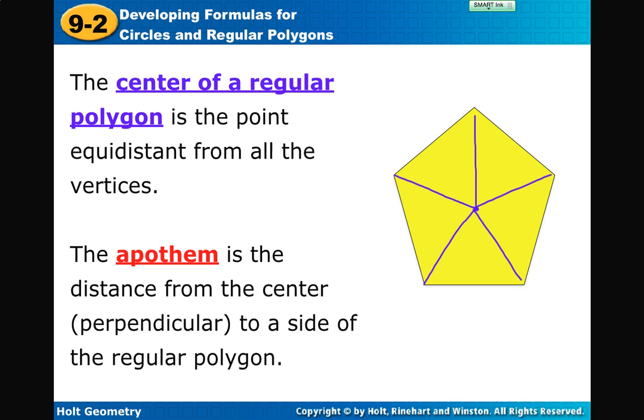Then the term apothem. We will need the apothem when we find area of a regular polygon. So what is the apothem? It says it's the distance from the center perpendicular to a side of the regular polygon. So distance is always measured perpendicular. That's why I put it in parentheses. But if you go from the center point to the side, forming a right angle, that red segment is the apothem. And I know it looks distorted here, but to every side will be the same length.